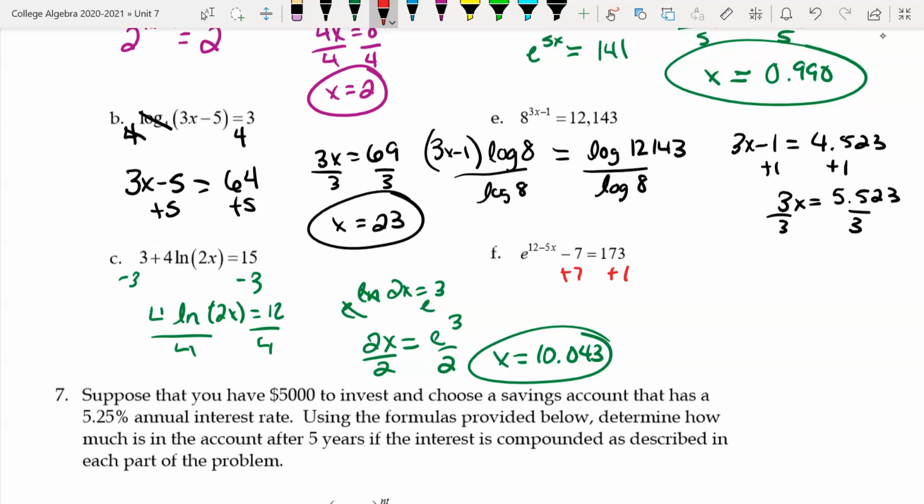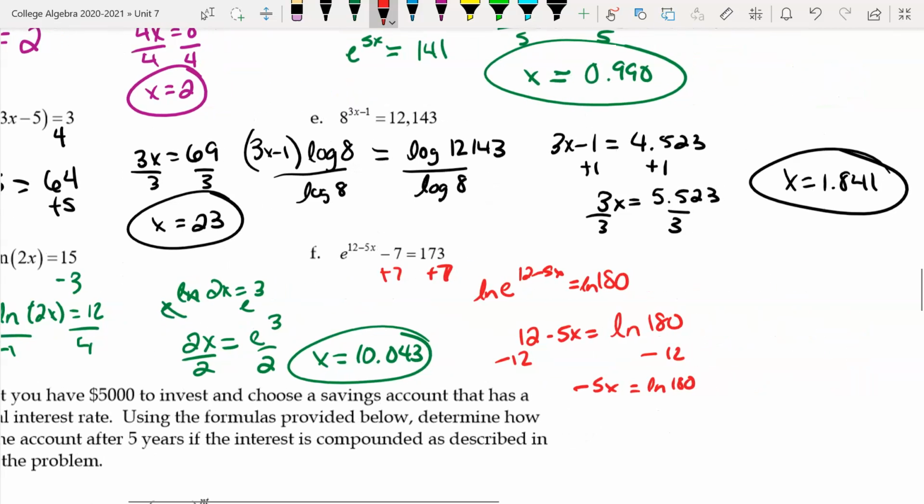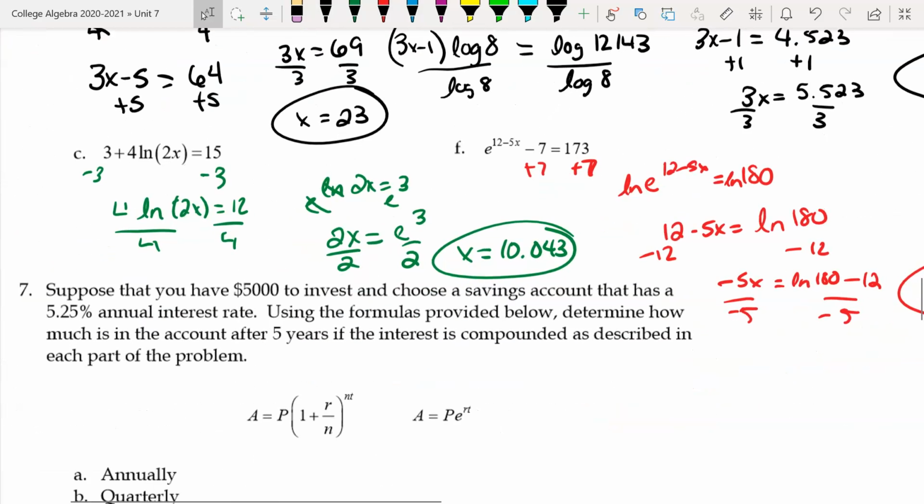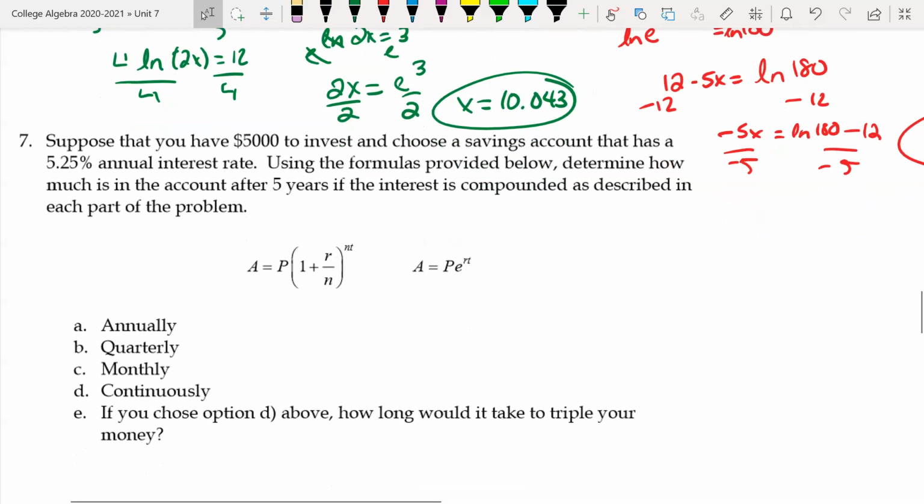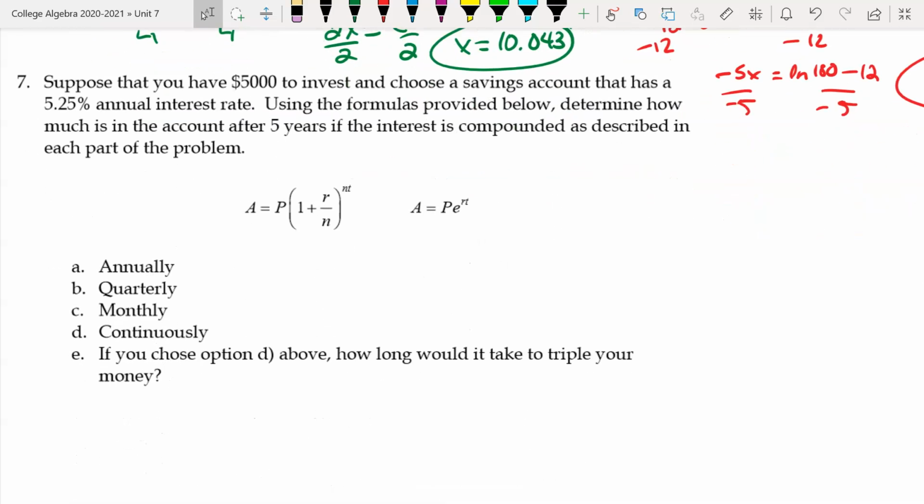Last one, I'm going to add 7. E to the 12 minus 5x equals 180. Okay, then you're going to take the natural log of both sides to get rid of e. I'm going to subtract 12. I'm going to divide by negative 5. So I get 1.361.